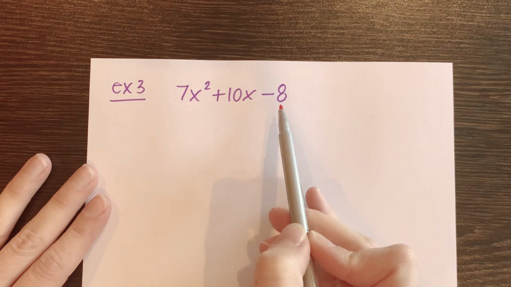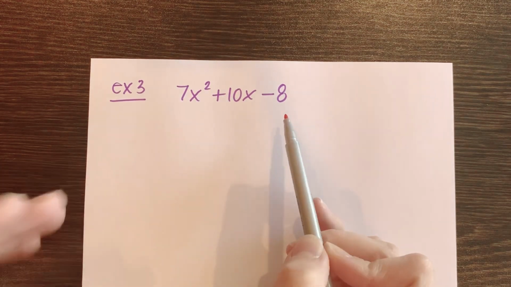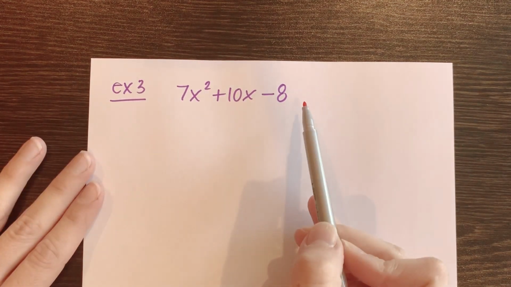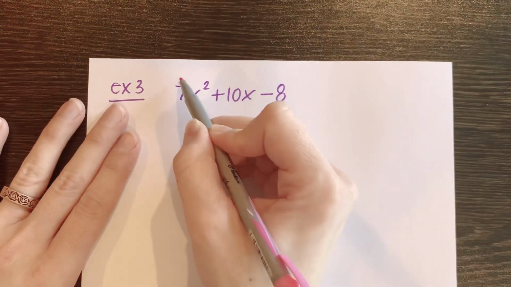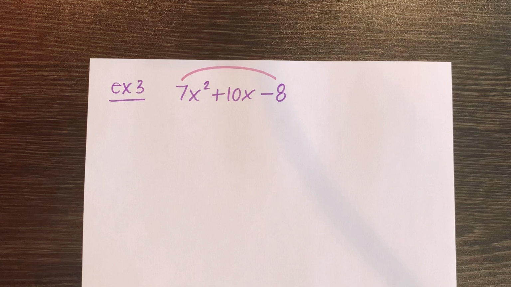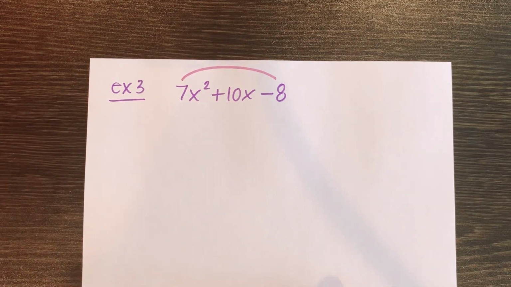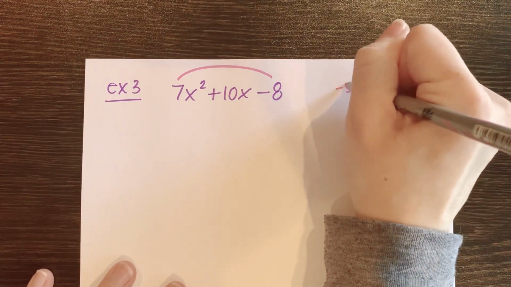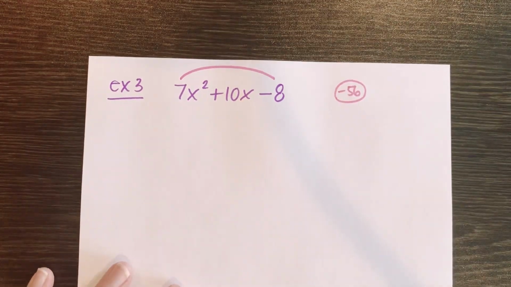So again, no GCF, 7, 10, and 8, nothing in common. Can't take out an x because I don't see one in all 3 spots. Incorporate that 7. Multiply 7 times negative 8. Okay, I might need my calculator. This one's going to be a little tougher. So 7 times negative 8, negative 56. Okay.